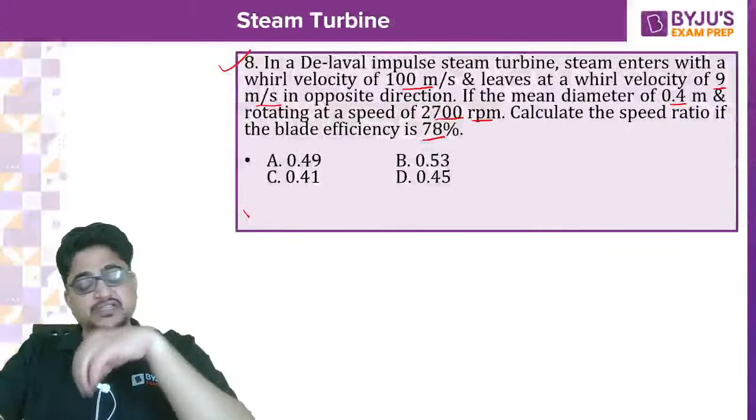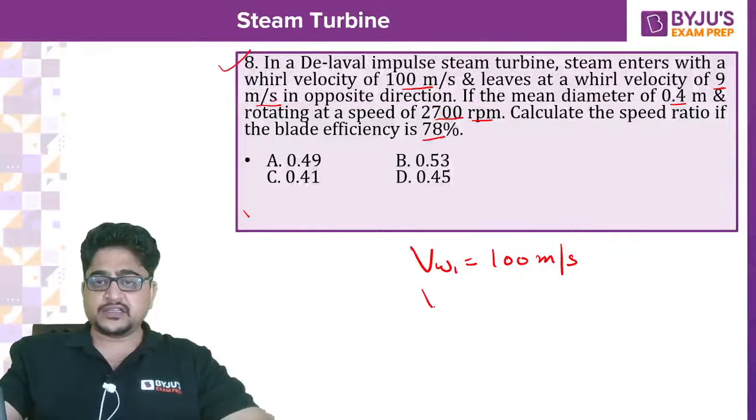So just recall the formulas. If you have studied the theory, you need to recall the formulas. I am not here to teach you the theory, because theory classes are already conducted in the morning session. So what is the whirl velocity given at inlet? The whirl velocity given at inlet is VW1. That is 100 meter per second. What is the whirl velocity given at exit? Whirl velocity given at exit is 9 meter per second.